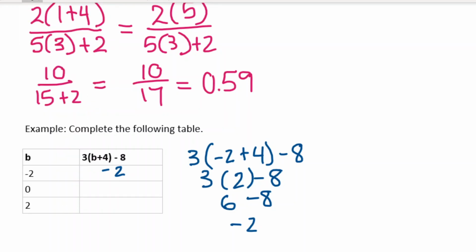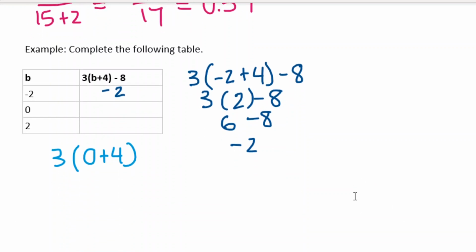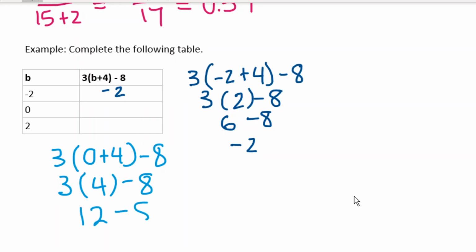New color, slightly different blue. Now we put 0 in. And I'll move down so that you can see my work here. -8. Brackets first, 0 plus 4 is just 4. And then we have that hidden multiplication. 3 times 4 is 12. And then 12 minus 8 is 4.